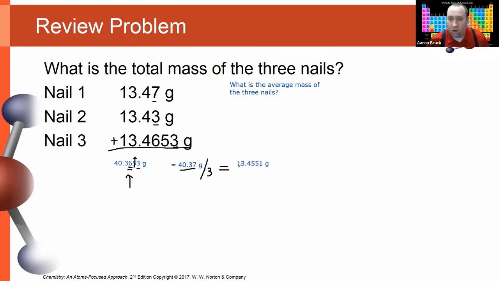So 1, 2, 3, 4. This 5 is the last significant digit. I'm going to look and see that the 5 next to it is going to cause me to round up. And so the average mass is going to be 13.46 grams. So that's all for this particular lecture.